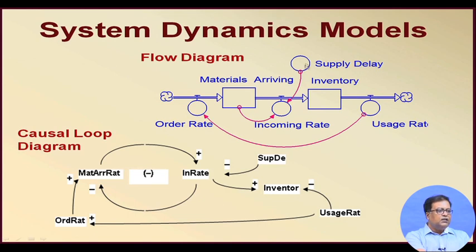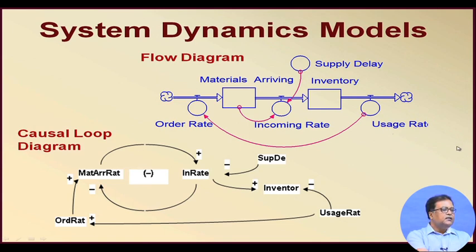So, let us say some delay takes place, the supply delay is taking place, and then the material joins the inventory, and finally after usage the material goes out. Is it all right? But the question is, how much should I order? Let us say a very simple policy is followed by the company, that whatever we are using, the same thing we are ordering. Suppose that is what we do. That is the kind of model we draw in a flow diagram.